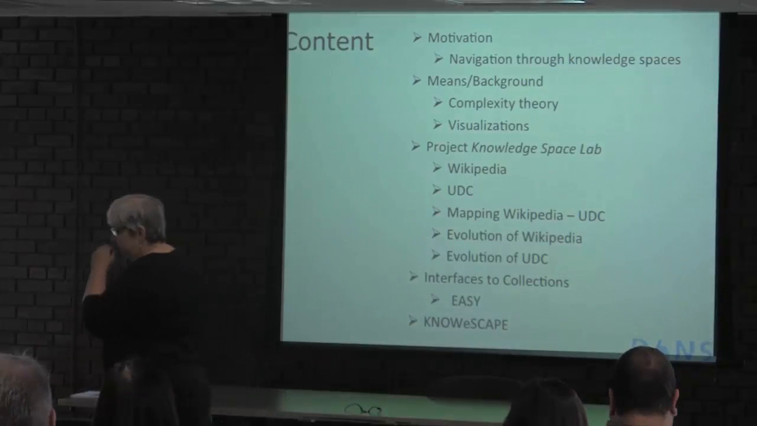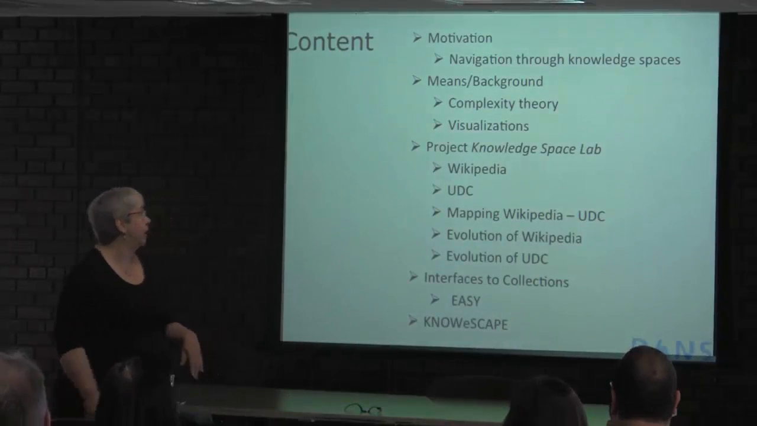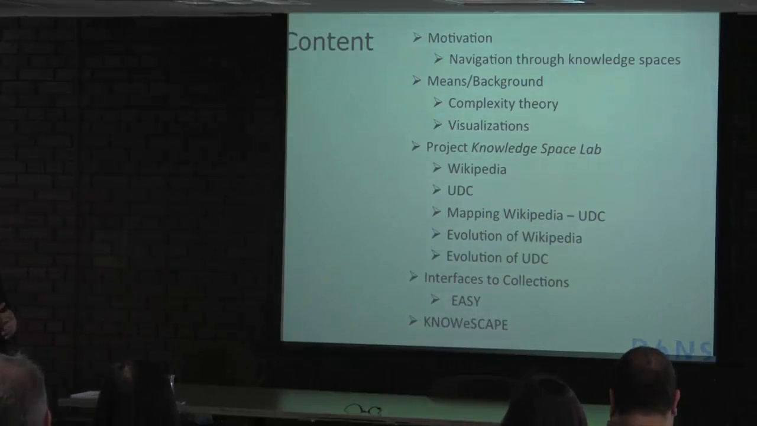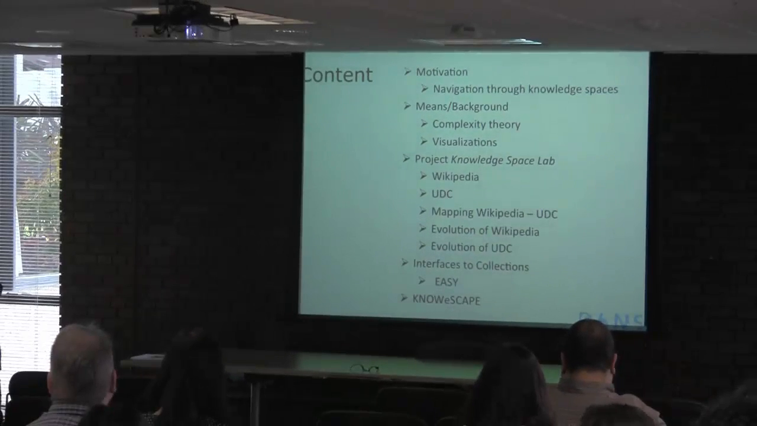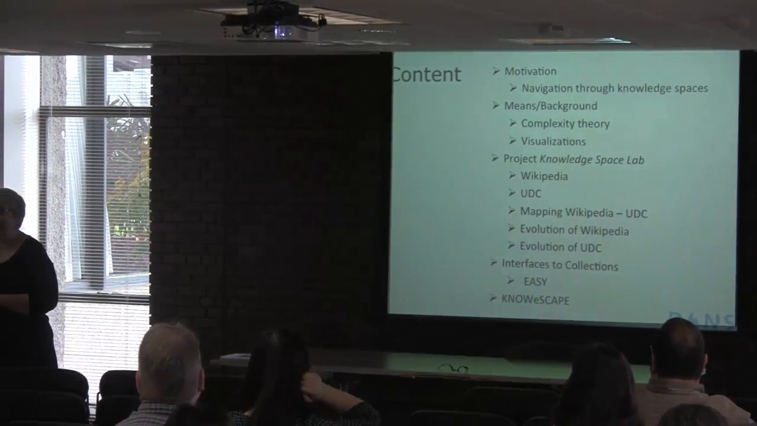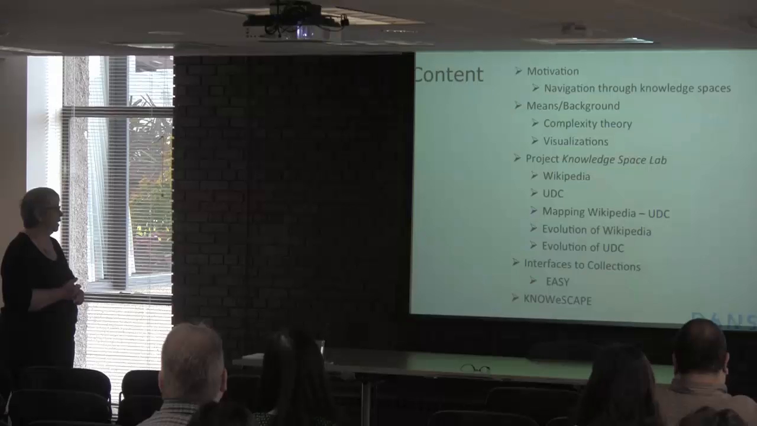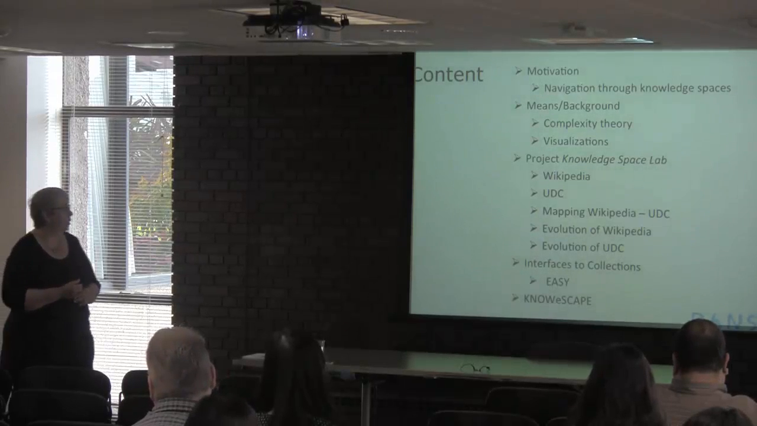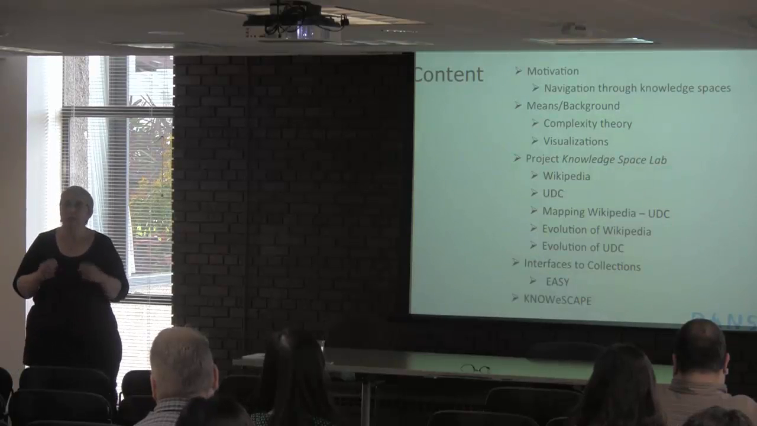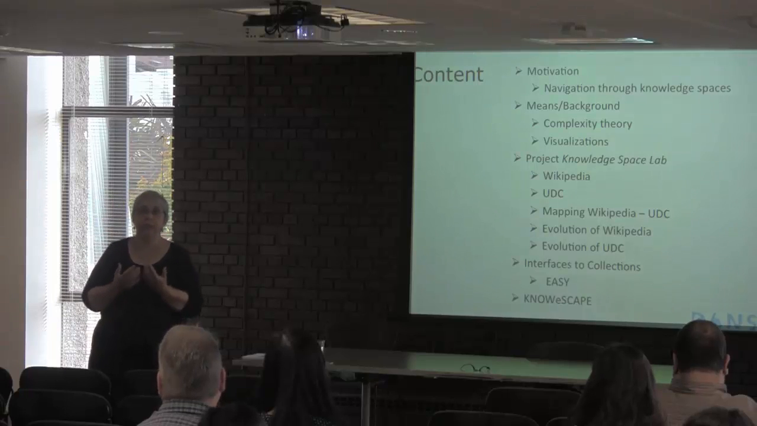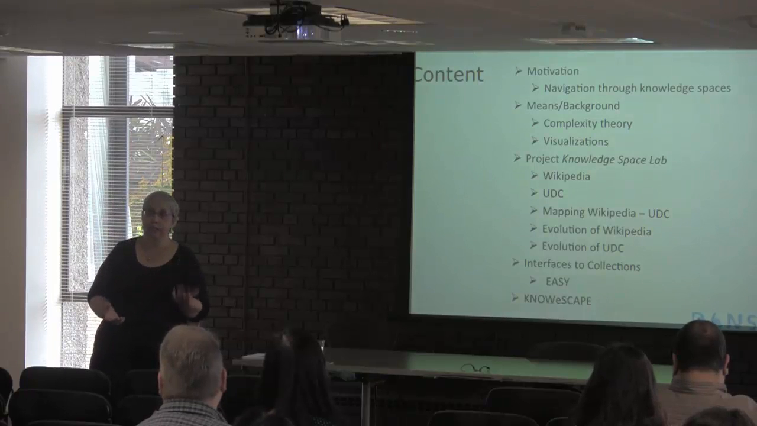So I will talk a bit about these concepts, how to navigate through knowledge spaces, knowledge landscapes. I will talk a bit about my background, which is a two-part complexity theory and visualizations, and then talk about a project of the Knowledge Space Lab. I think Richard probably might have told you something about it. This is all about mapping Wikipedia and also UDC as two systems which carry a knowledge organization system, with quite different origins.